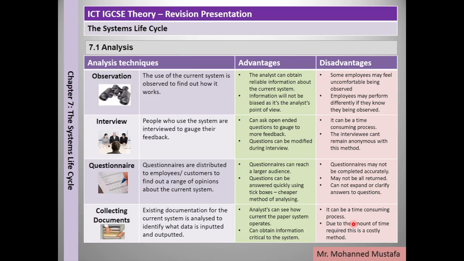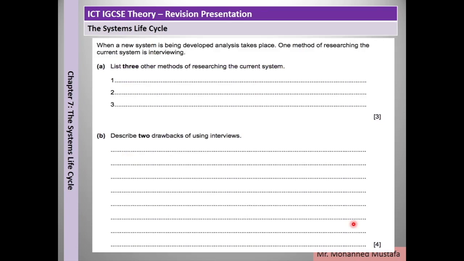Interview and document collecting will take more time for the company, and for you will be very expensive in terms of time and in terms of cost. Example from past papers, this question: when a new system is being developed, analysis takes place when method of research in the current system is interviewing. List 3 other methods, and we mentioned we have 4 methods: interview, questionnaire, observation, and documentation.